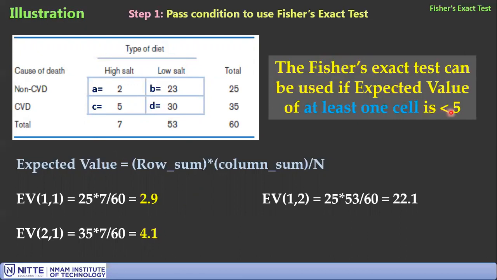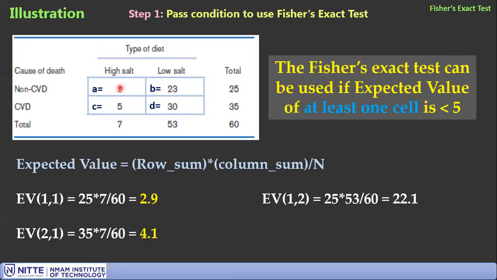In my previous video lecture on the log rank test, I explained how to calculate the expected value. Take a pivotal cell, one cell you consider, that is cell number 1,1, for example. Its row sum is 25, its column sum is 7. Take a product of that, 25 into 7, divided by the total number 60. So row sum 25 times column sum 7 divided by total 60 is 2.9. So the expected value of cell number 1 is 2.9, whereas the observed value is 2.